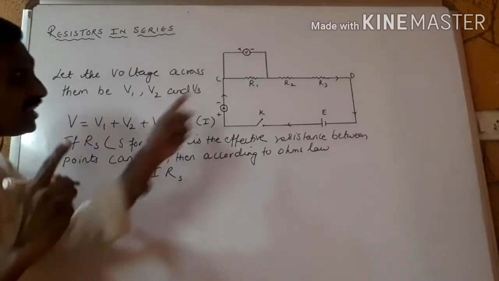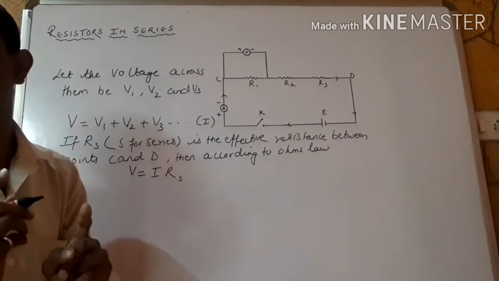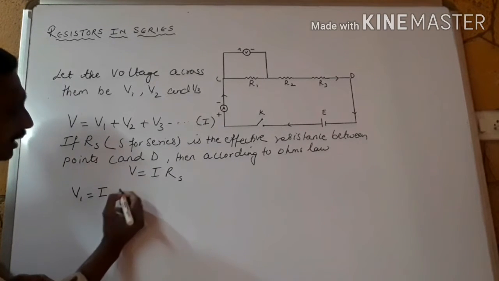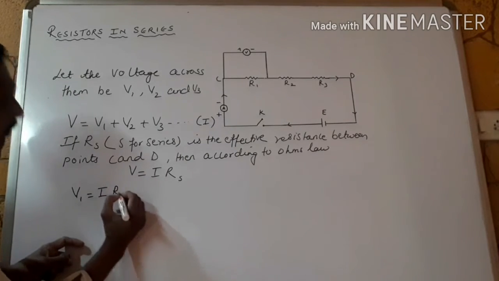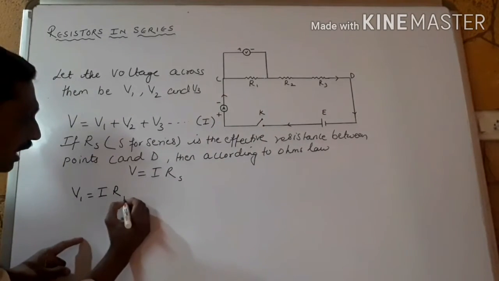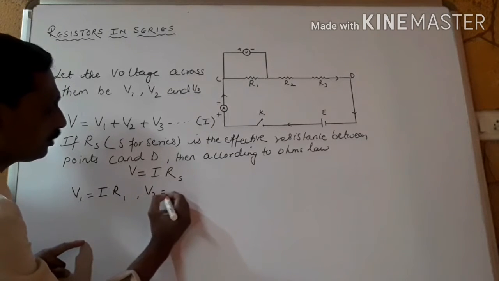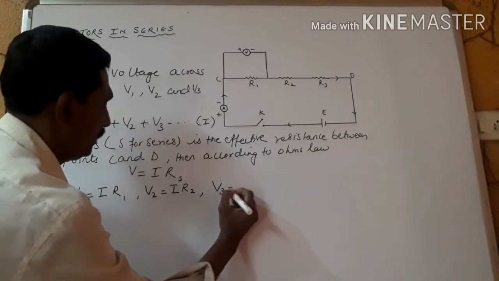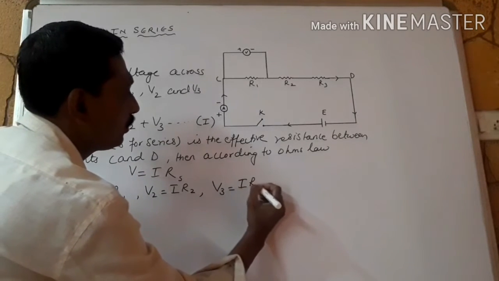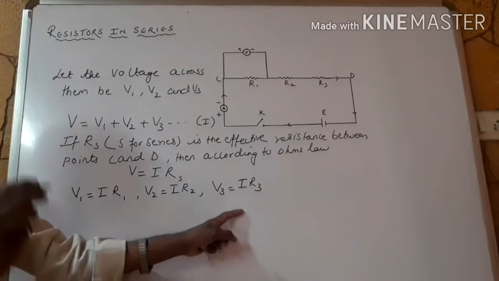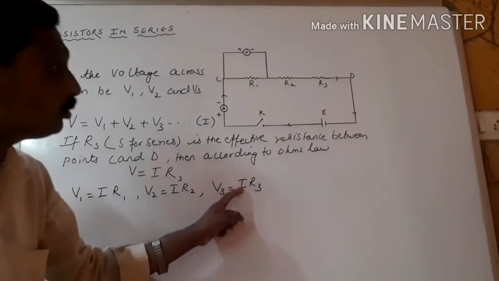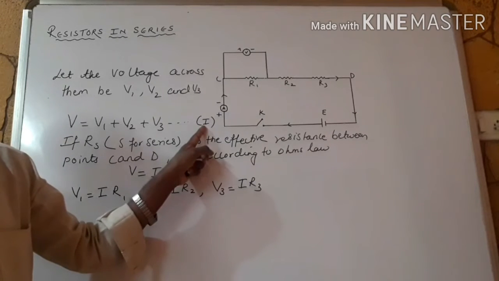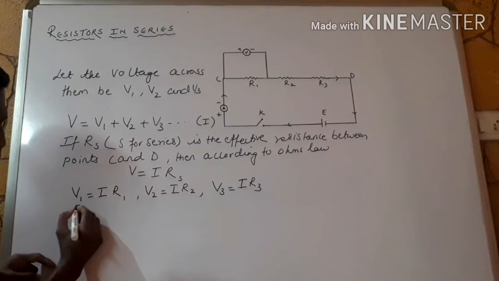So for each resistance now we are going to calculate. V1 is equal to I into R1, V2 is equal to I into R2 and V3 is equal to I into R3. Now we are going to substitute all these values in equation number 1.